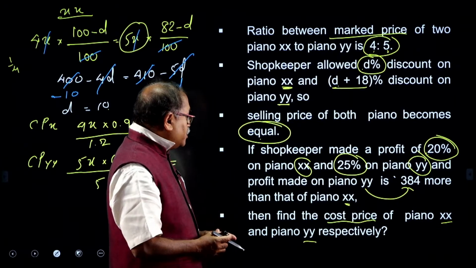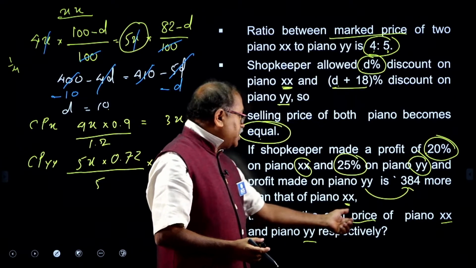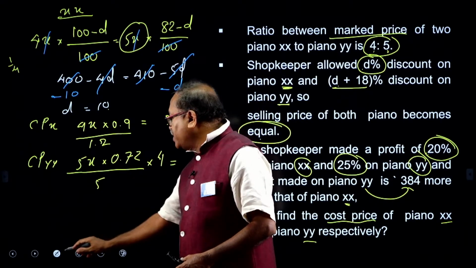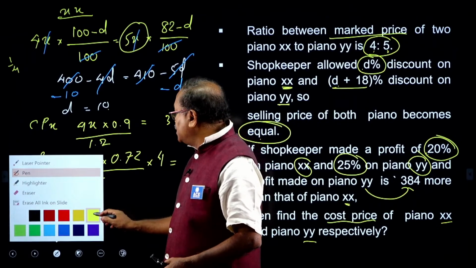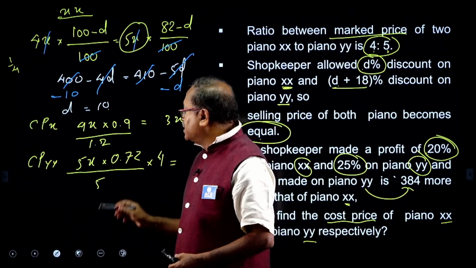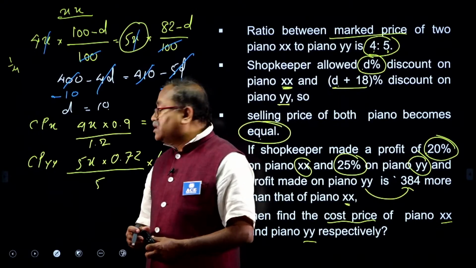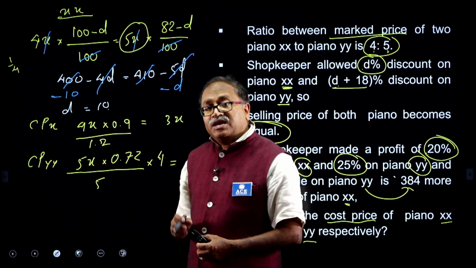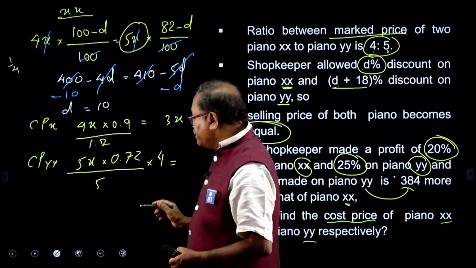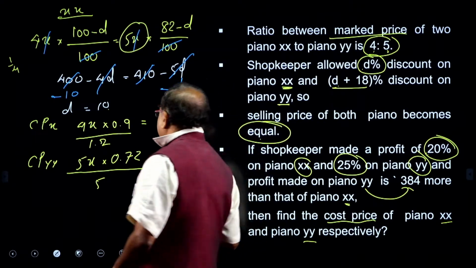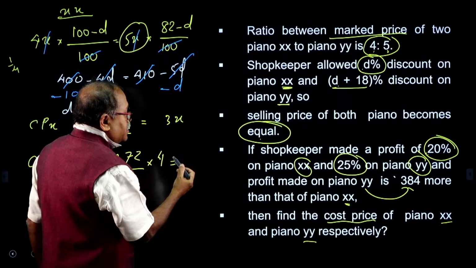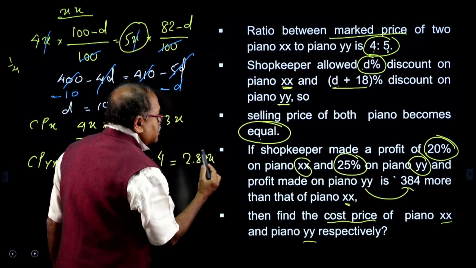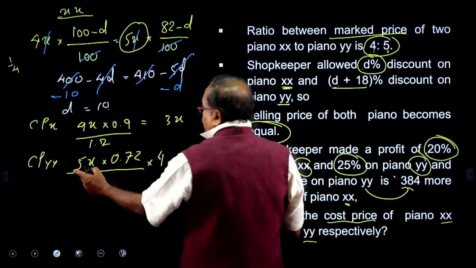And what I need to find out is the cost price of these two. So the cost price of YY: can you do the small cancellation process? The 5 gets cancelled, and 72 into 4 gives 288, so 2.88x. What is this? The cost price of YY.